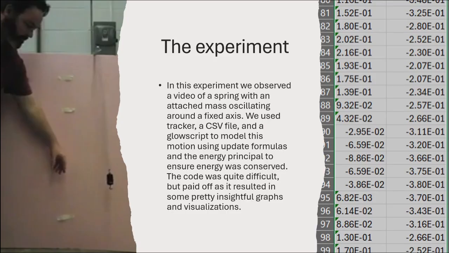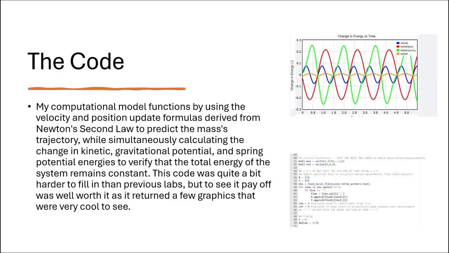The experiment. In this experiment, we observed a video of a spring with an attached mass oscillating around a fixed axis. We used Tracker, a CSV file, and a GlowScript model to model this motion, using update formulas and the energy principle to ensure energy was conserved. The code was quite difficult compared to the others, but it paid off as the results were really cool to see. Over here on the right, we see the CSV file, and there were quite a few rows to fill in.